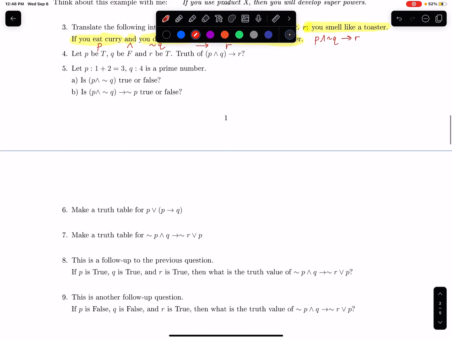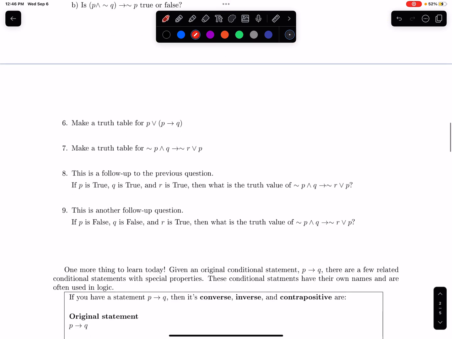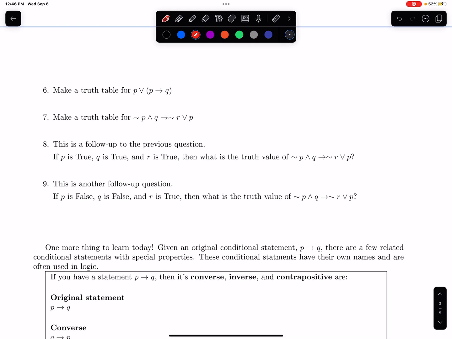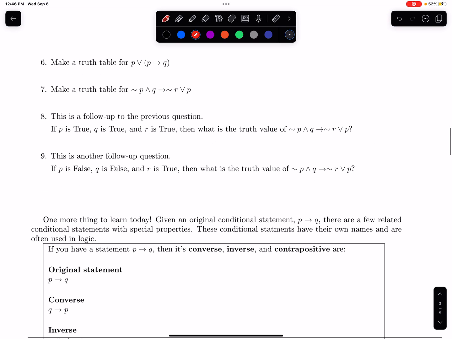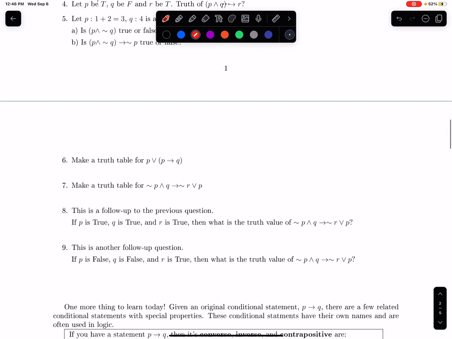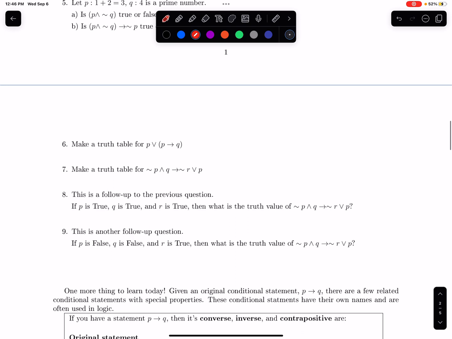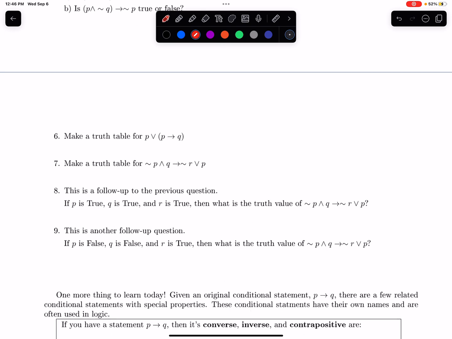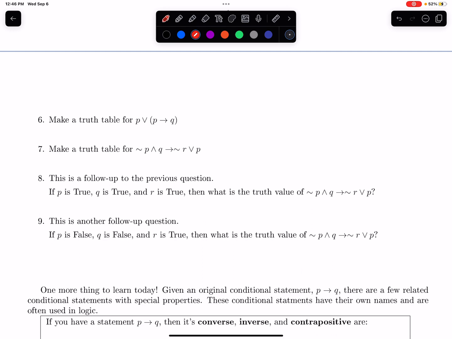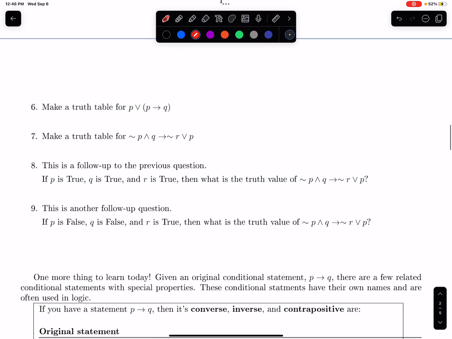Okay, moving on to the next page. Now we've got 2 more truth tables to make. Let me think. Do I want to split this into another video? I'm going to make a new video for this next part. Yeah, I know my original plan was to just power through 9, but I think it makes more sense to split this up. So we might end up with 4 videos depending on how long the next 4 questions take. I'll see you guys in a very short bit.